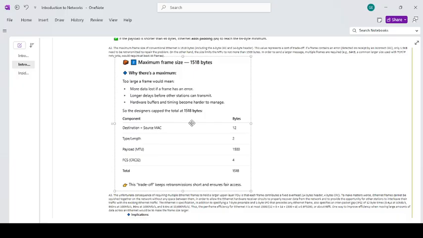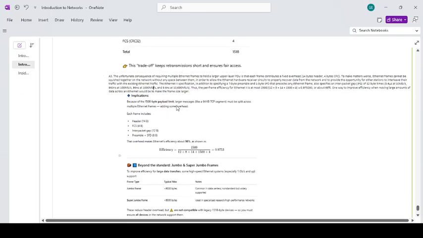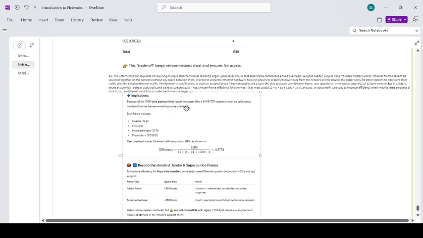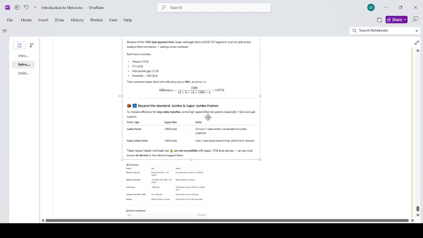While there's a maximum, too large a frame would mean more data loss if the frame has an error, longer delays, and more demands on hardware buffers and timing. So what's the implication of this? Because of the 1500 byte payload limit, larger messages like a 64 kilobyte TCP segment must be split across multiple Ethernet frames, adding overhead. Each frame includes header 14 bytes, FCS 4 bytes, inter-packet gap 12 bytes, preamble plus SFD 8 bytes. So that overhead makes Ethernet efficiency about 98%, as shown here.